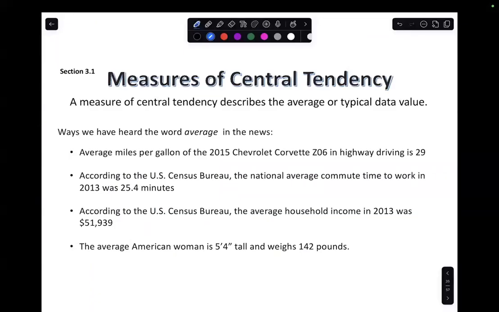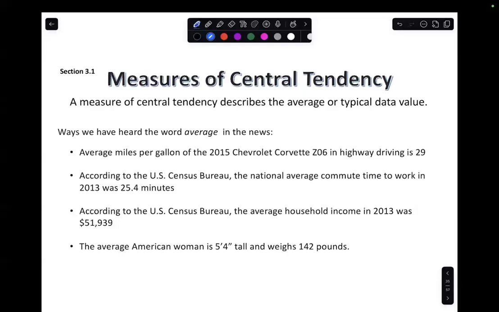All right. So we're going to center ourselves now. We're going to do measures of central tendency. So we're in 3.1. We hear the word average a lot, and a lot of times people don't even think about what it means. They automatically think that every time you say the word average, it's just you add them all up and divide by how many there are.